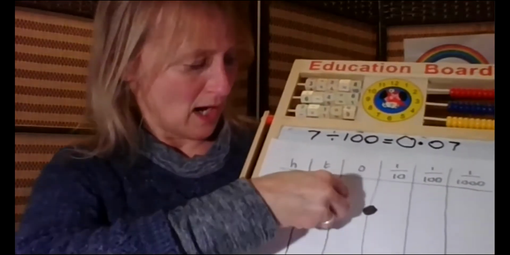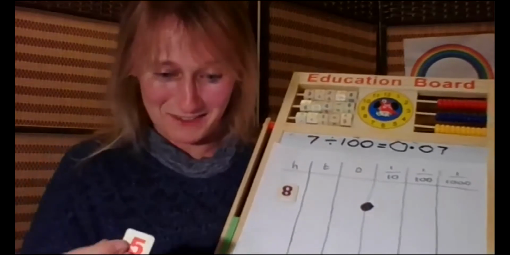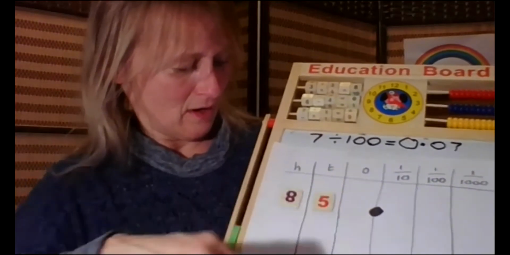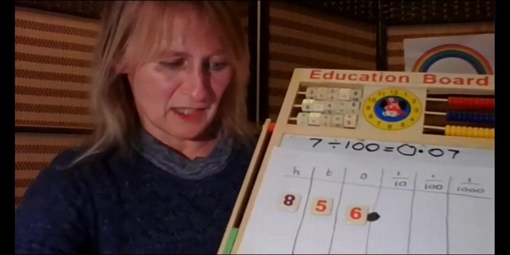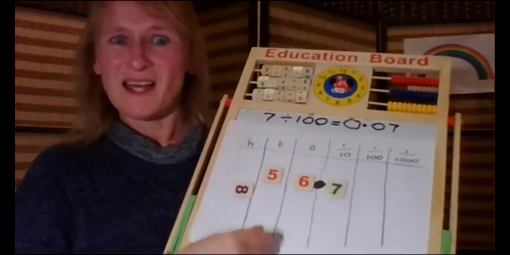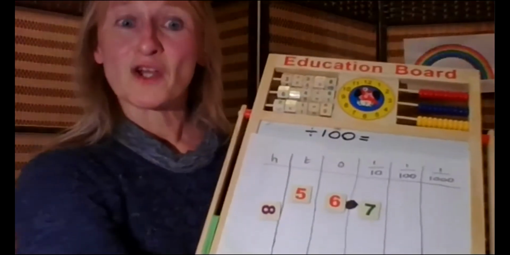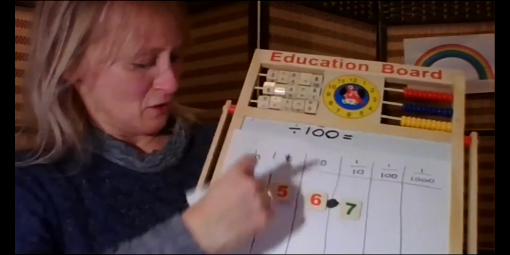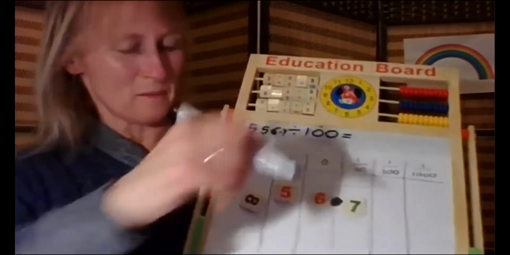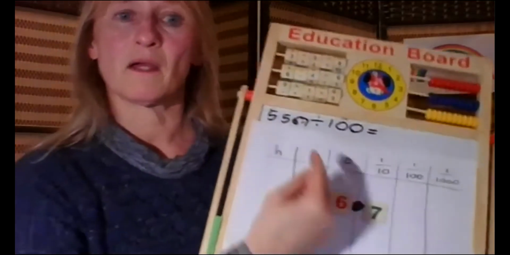So what would happen if we had 856.7? Oh, wonderful. Big number, lots of digits. It's not difficult. It's just the same. We just have to move it two places. Use the zeros as the hint. So 856.7. Okay, didn't leave myself enough space to make a very good 7 there. Make a better 7. There you go.